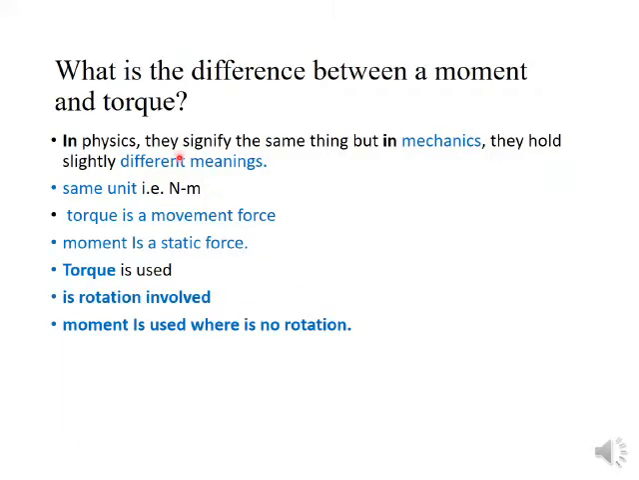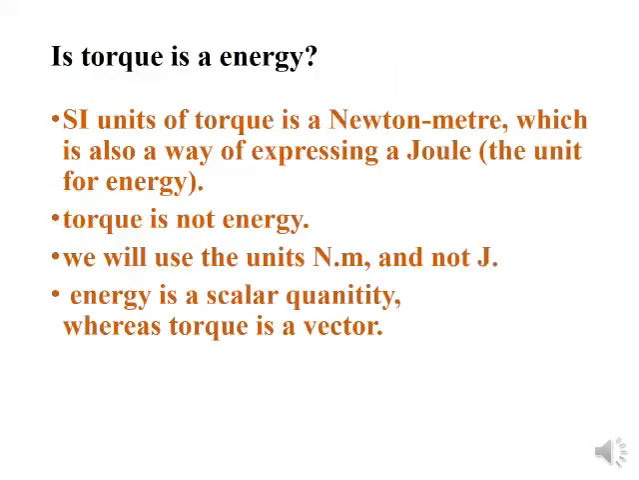There is a slight difference between moment and torque in mechanics, whereas in physics they signify the same thing. Both have the same unit, Newton meter. Torque is a movement force whereas moment is a static force. Torque is used where there is rotation involved, whereas moment is used where there is no rotation.